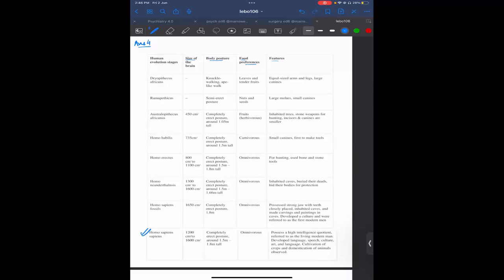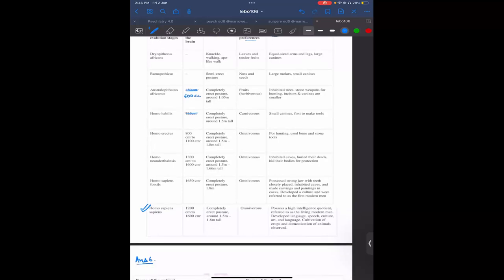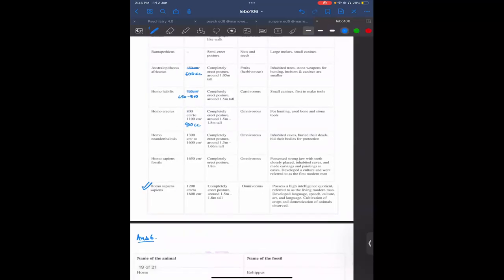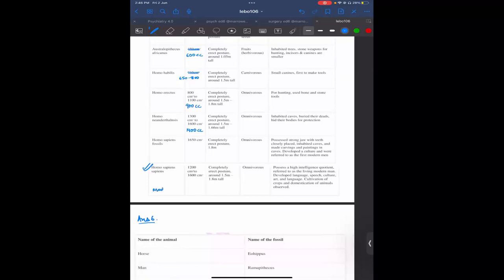Now, Australopithecus. Now, let's do a bit of changes here. According to the NCERT, the size of the brain of Australopithecus is 600 cc. Of Homo habilis, it is 650 to 800 cc. Homo erectus, it is 900 cc. Homo neanderthalensis, it is 1400 cc. For modern man, which is Homo sapiens, it is 1400 cc. Try to learn the data in the NCERT which I have written here, because that will be given in the option. And if the exact figure is not given in the option, then mark the ranges given here.